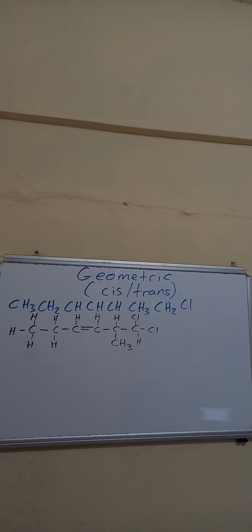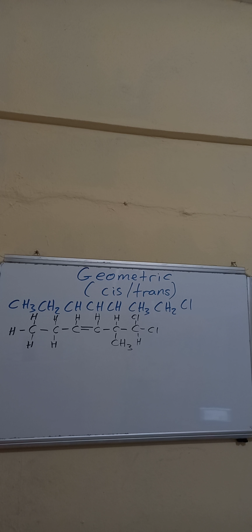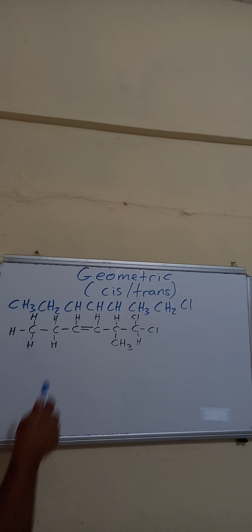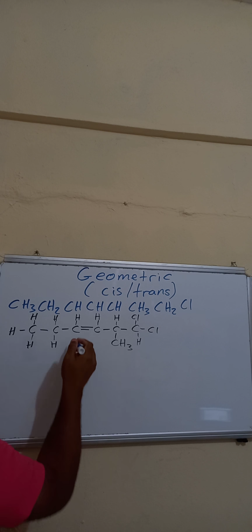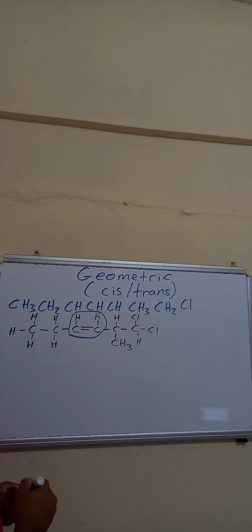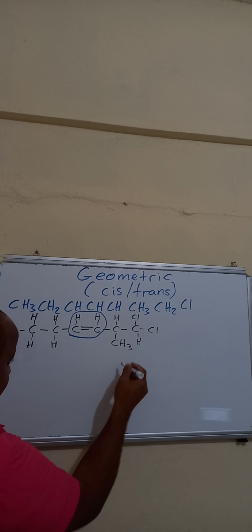Alright, so here we have our alkene. So remember what you're going to do when you get a more complex alkene, you're going to find the carbon to carbon double bond. Alright? So ignore everything else. Locate the carbon to carbon double bond. And remember, this is what you're supposed to do.